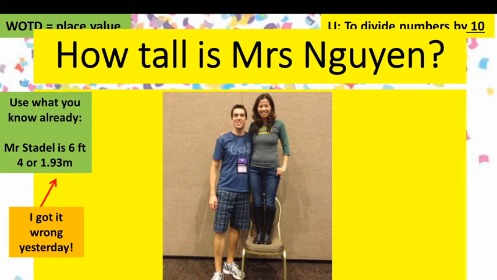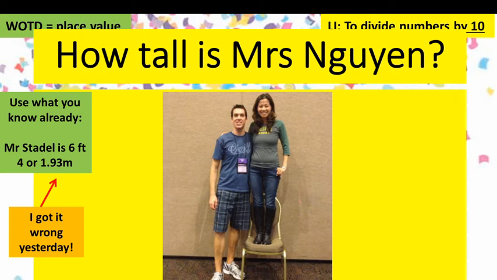And I do have to admit that I did get it wrong in the maths lesson yesterday. Not by very much, but I didn't check and I misremembered. I thought Mr. Stidell was 6'3", but now I've checked. I know he was 6'4". So maybe that's why he didn't get exactly the right height for the Ferris wheel. You can blame me if you like.